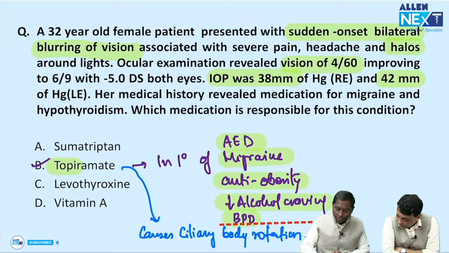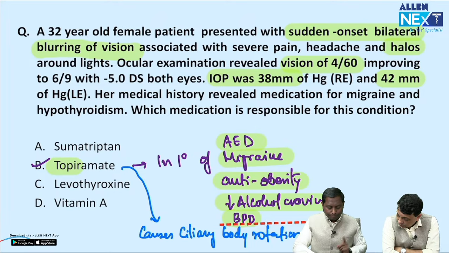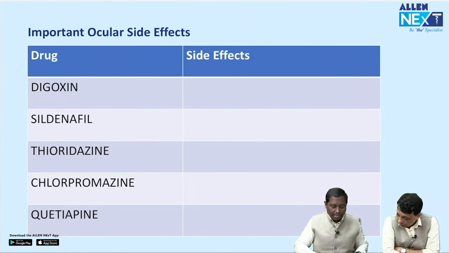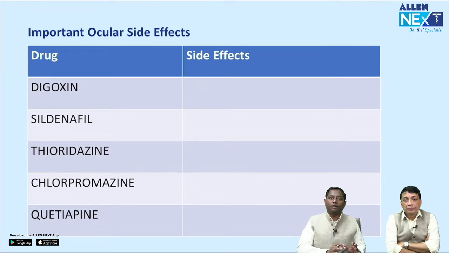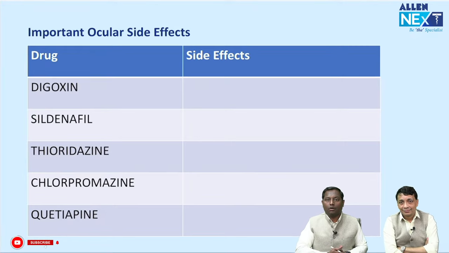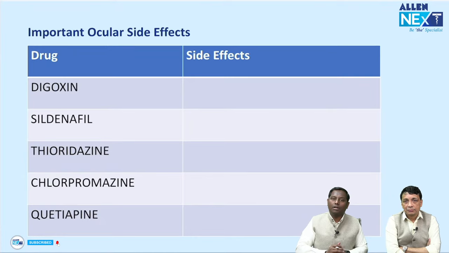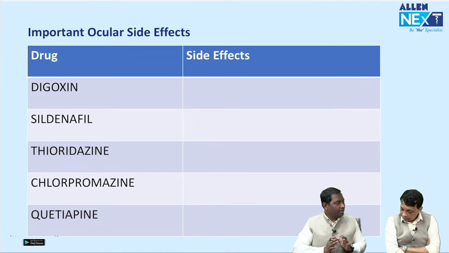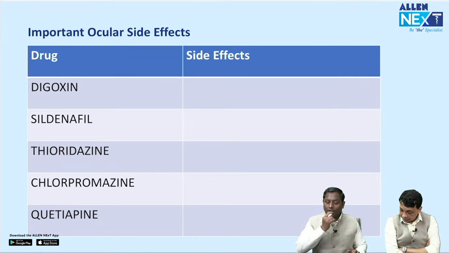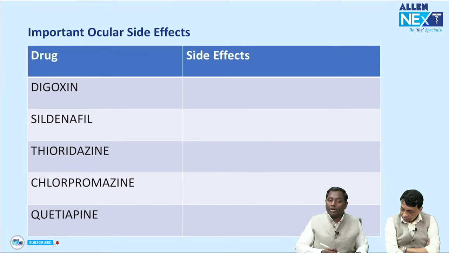And with this question, sir, I think there is one piece of information that we should summarize here. We have made a list of drugs that are causing some of the important ocular side effects, and I believe this is one table from where we can definitely expect one question. Absolutely. Right now we have around 15-16 and you always get one question from here. So let us quickly summarize and simplify the important ocular side effects.